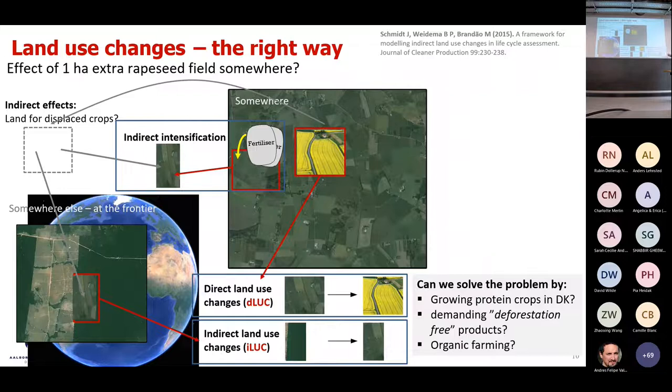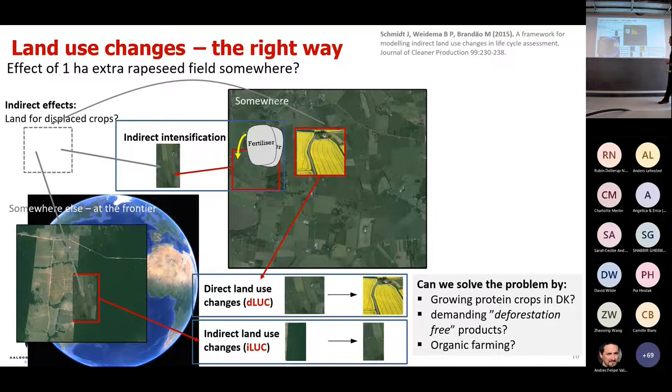We could also demand deforestation-free products. Do they exist? Well, usually you say something is deforestation-free if you grow it on a plot of land that has not been deforested more than 10, 20, 30 years ago. But of course, that cannot solve the problem. That is only looking in the rear-view mirror. So that will not solve the problem.